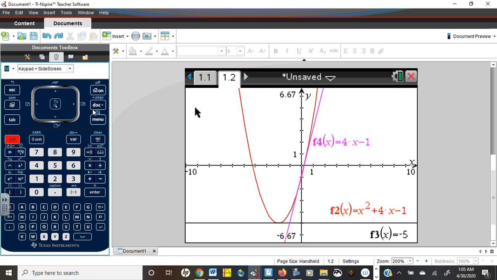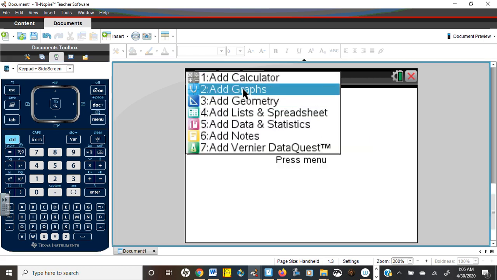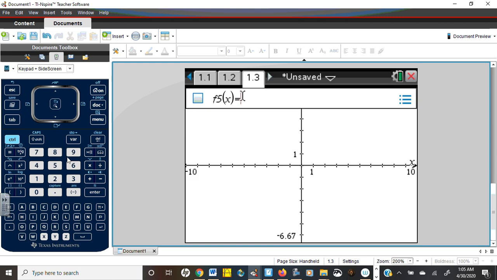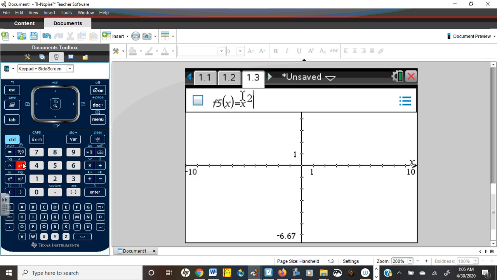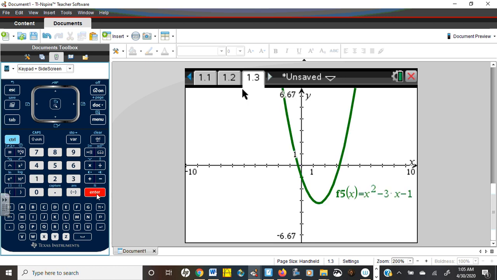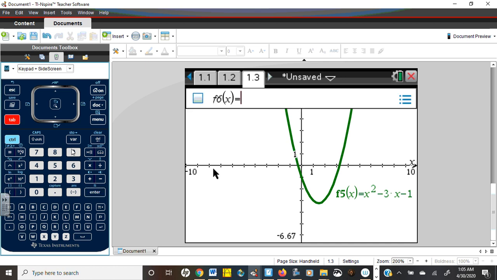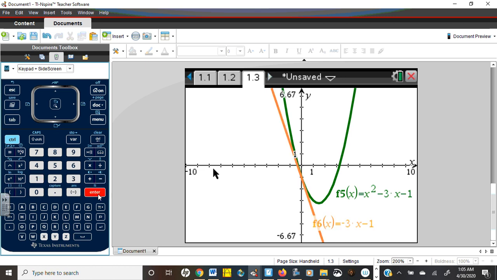Turns out I was just trying to add a page. Can I add a page? Yes, I can. All right. So we're going to do x squared minus 3x minus 1 parabola, and then our tangent slope at 0, so it's going to be right here, right, was -3x minus 1. And tangent, look at that, isn't that cool?